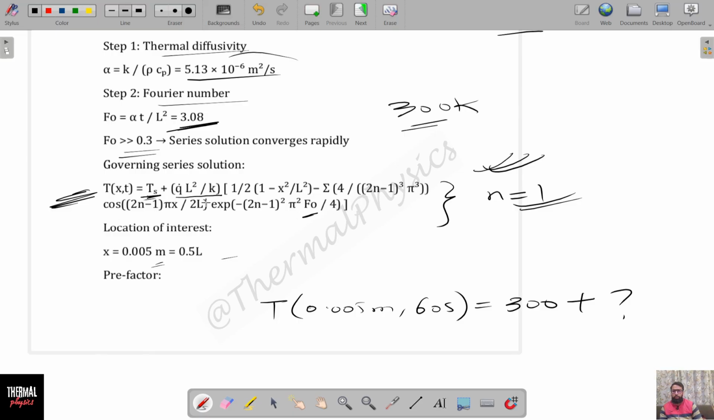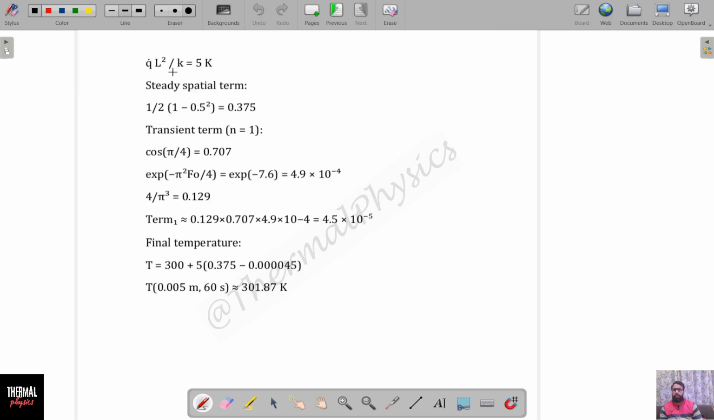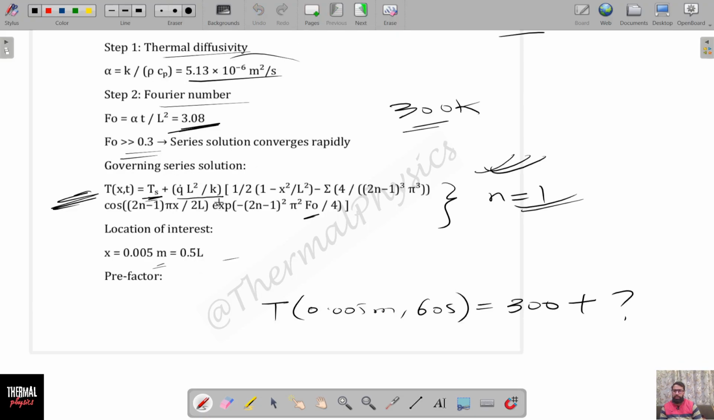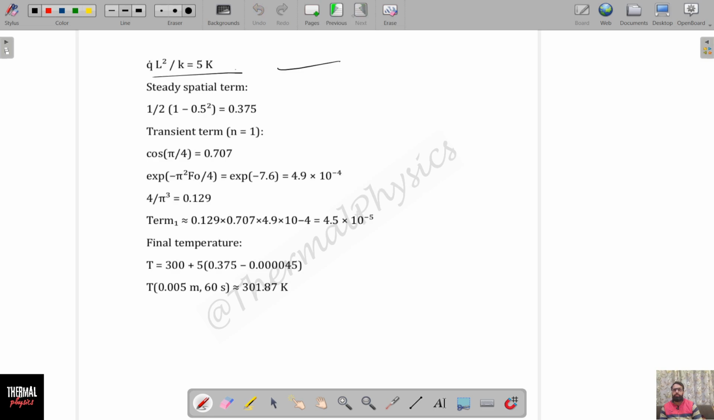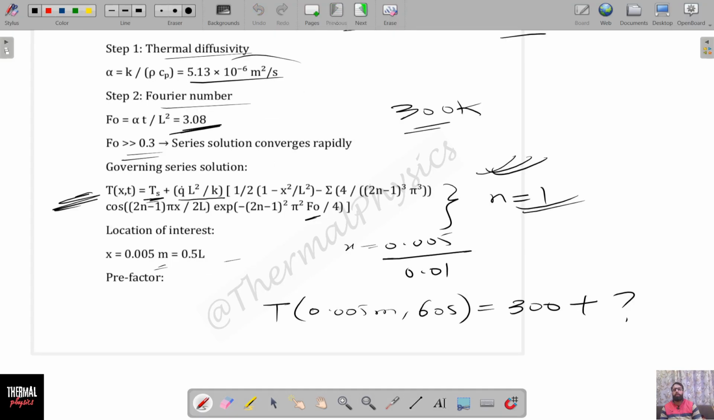For this something, we have first the term q dot L square by K. q dot is given, L is the thickness, K is given, it is 5. Then we calculate. Now the next term is this 1 divided by 2 times (1 minus x square by L square). Since we are calculating at the center, x is 0.005 and L is the thickness 0.01. So when we do 1 by 2 times (1 minus 0.005 square divided by 0.01 square), we get 0.375.